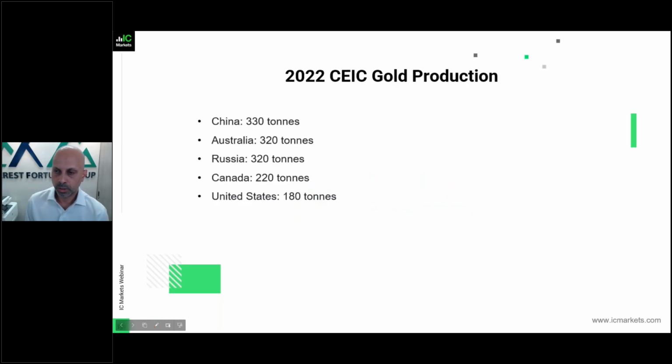Okay, so there's a website which has gold production as well, just to find out which countries are the biggest producers of gold. So we have China coming in at 330 tons, Australia 320, Russia tied with Australia as well at 322 tons, followed by Canada and the United States. So as you can see, not only is China the biggest consumer of gold, they are also the largest producer as well.